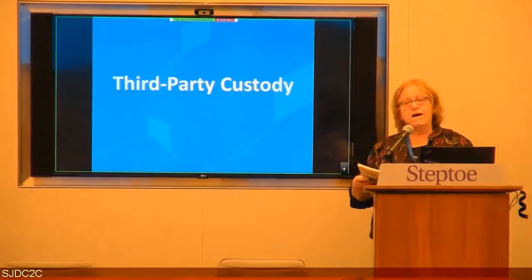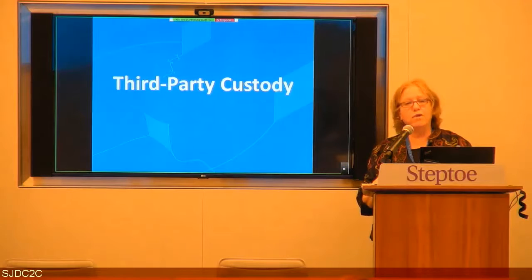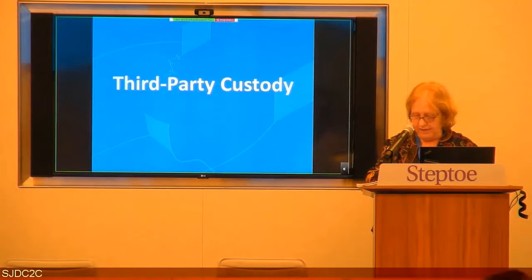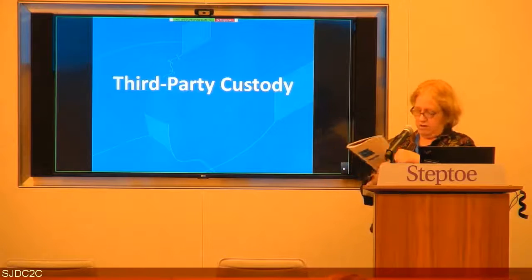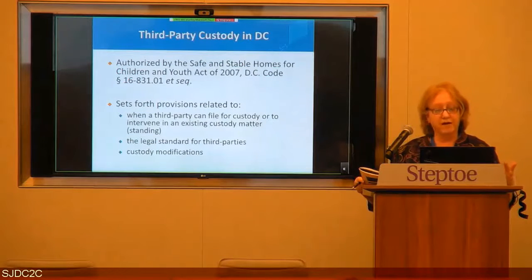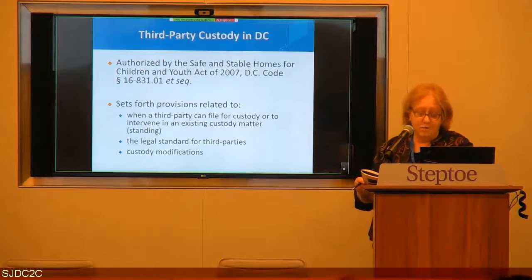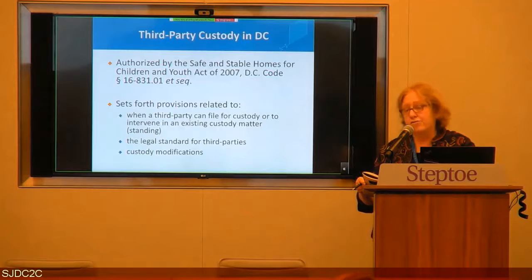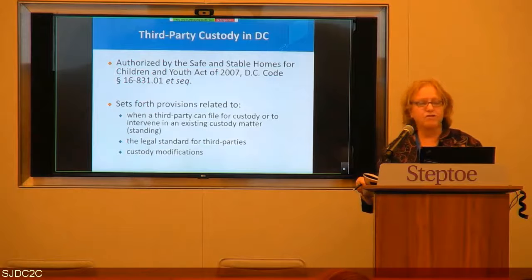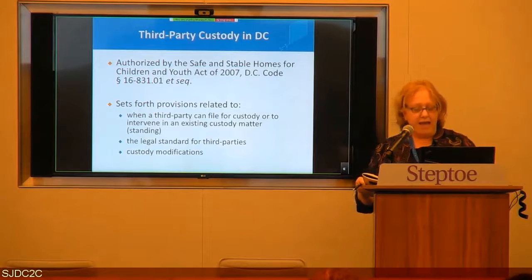So now we're going to talk about law that specifically relates to what we call third-party custody. We will be representing a non-parent in these kinds of cases. There is a statute that governs third-party custody cases. Nobody calls it this, but it is the Safe and Stable Homes for Children and Youth Act. It was enacted in 2007. There were custody cases brought by third parties before 2007, but there was no statute. But now there is. So now, arguably, these proceedings are governed by the statute.